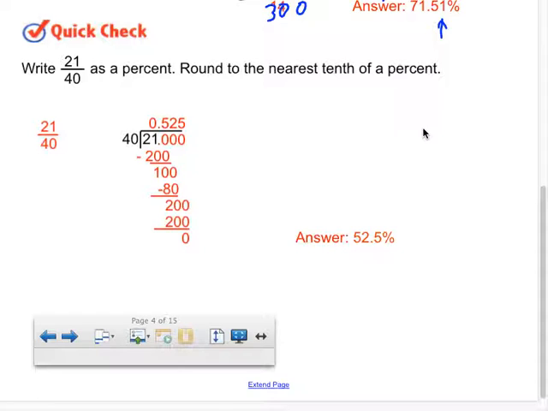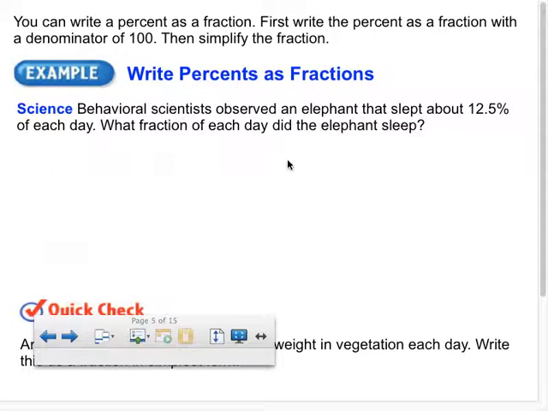Okay. There are more than one way often in math. I want to get through the lesson and cut you guys loose on the homework. So let's move ahead. You guys understand the step to go from a fraction to a decimal to a percent. Do we understand what's going on with that? Okay. Moving along. You can write a percent as a fraction. First, write the percent as a fraction with the denominator at 100. Then simplify the fraction.